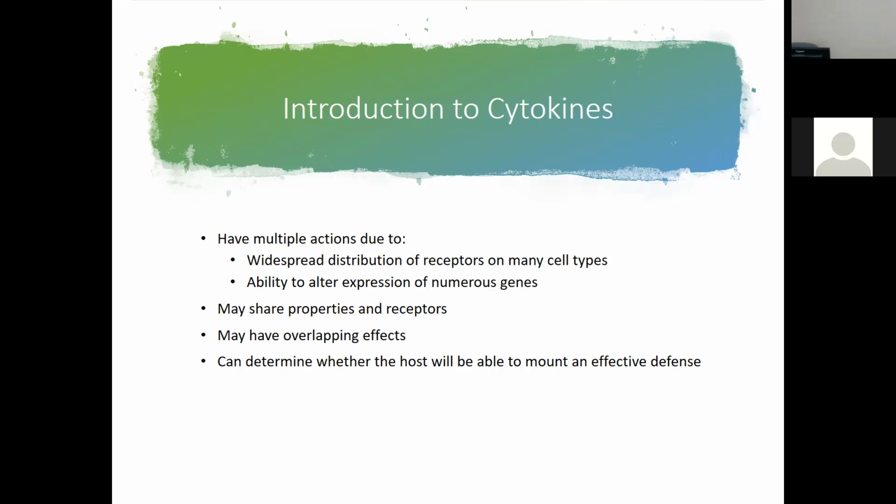Ability to alter expression of numerous genes, may share properties, have overlapping effects, and can determine whether the host will be able to mount an effective defense. Now, one of the things that you've heard, hopefully, about COVID is what? What is the big concern with COVID? And we have that on our next page when we see a clinical correlation. The correlation in your text is with Ebola. We don't need to know about Ebola right now because we have COVID right now. What is the big concern with COVID in the immune system?